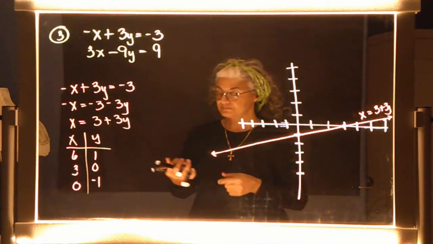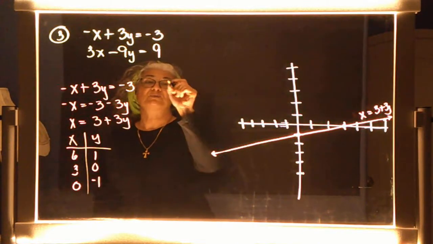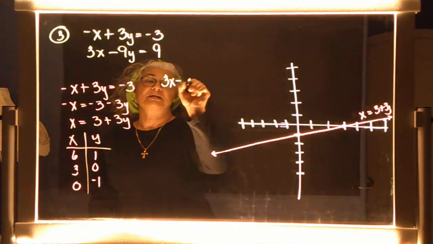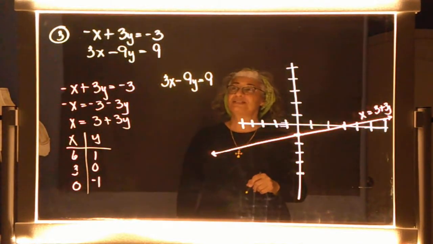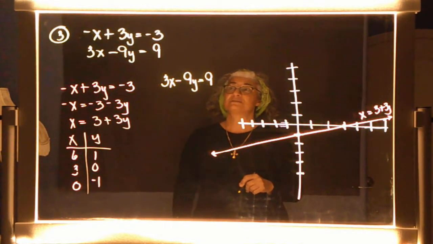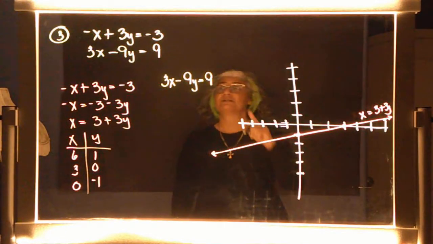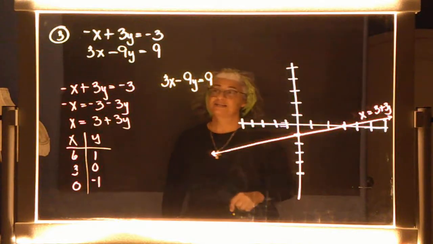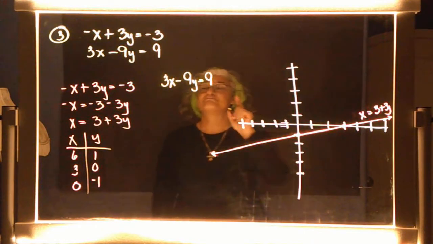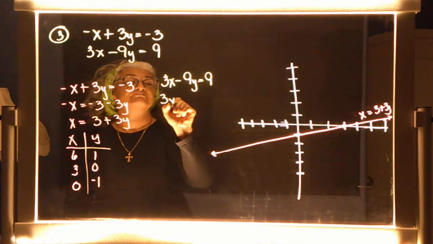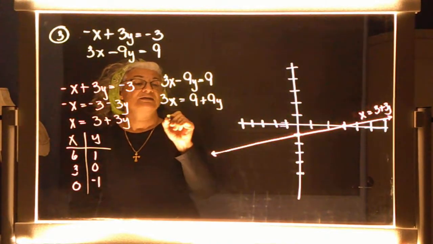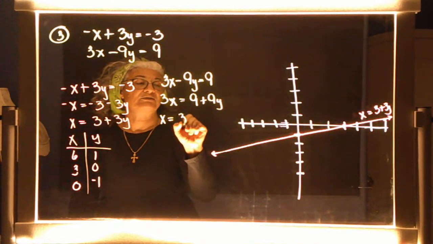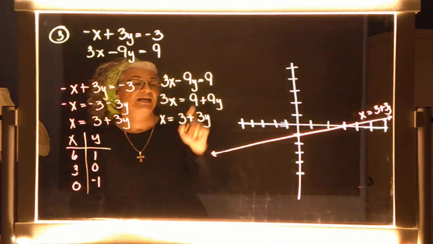Cool? Okay, so let's look at the second one. Yep, I know some of you are going to get the y by itself, but do you have any idea which variable I'm going to get by itself? Which one? Good. I am going to get the x by itself. So, x, and add the 9y to both sides. Divide by 3, we get 3 plus 3y.